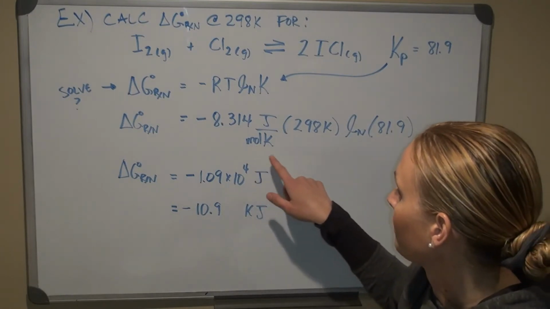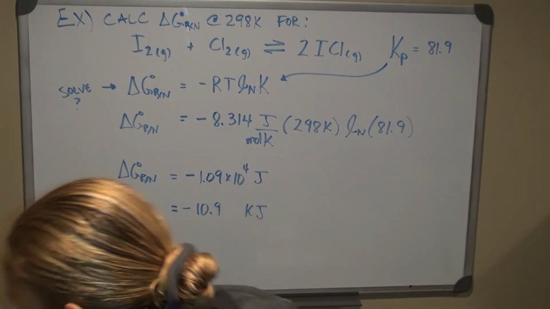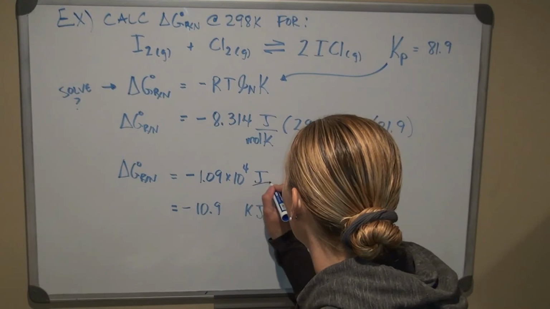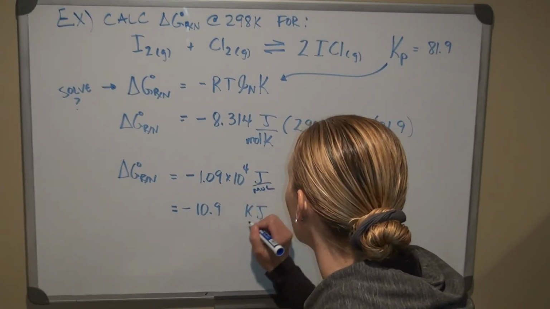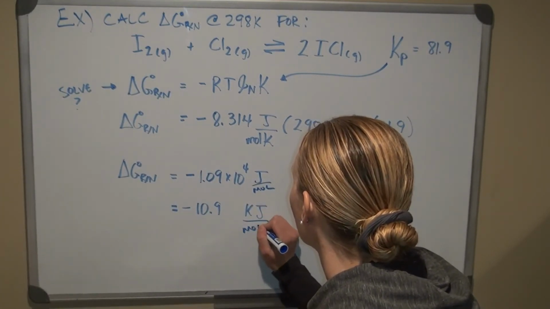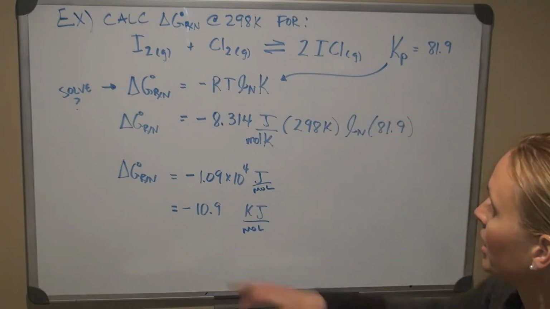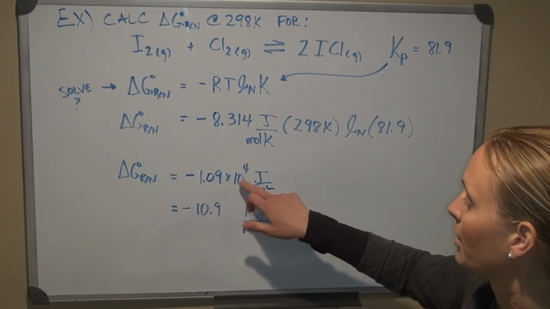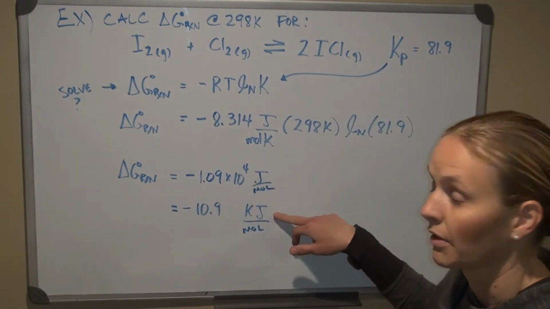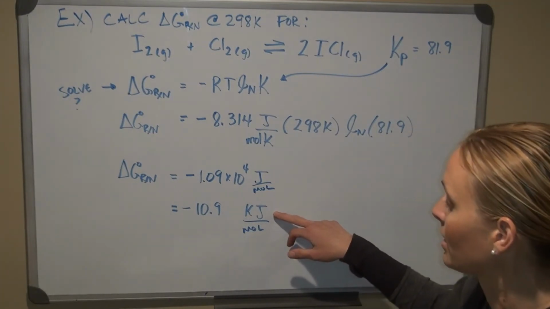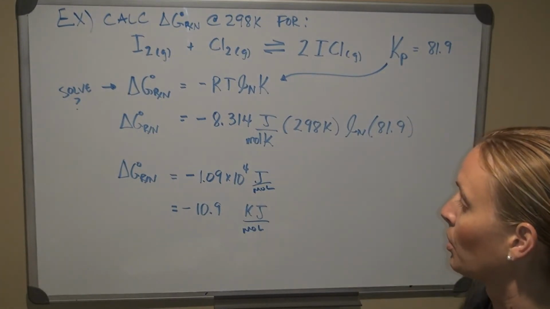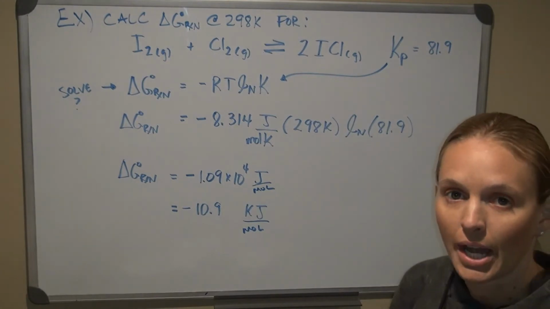Okay, and so we have not accounted for moles anywhere. So these moles are actually still here. And it gives us negative 1.09 times 10 to the 4th joules, or if you wanted to convert that to kilojoules, it's minus 10.9 kilojoules per mole for the delta G naught of the reaction.